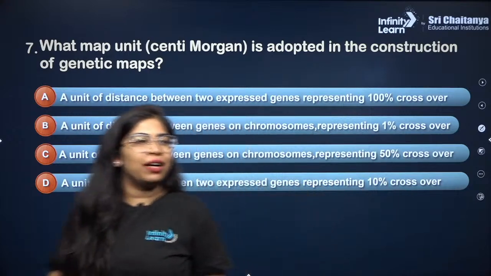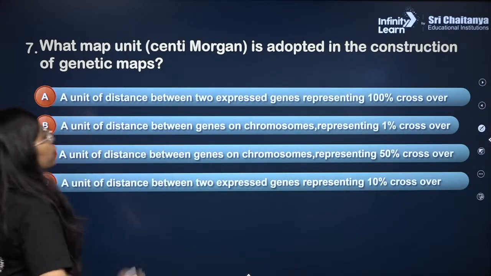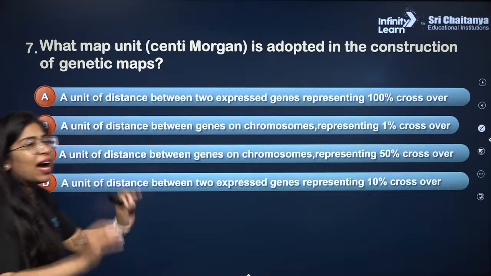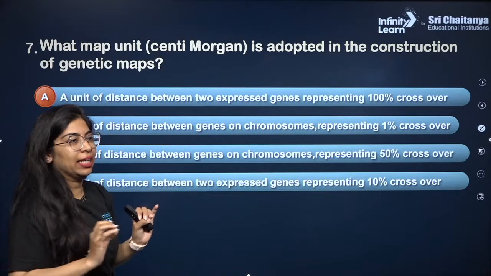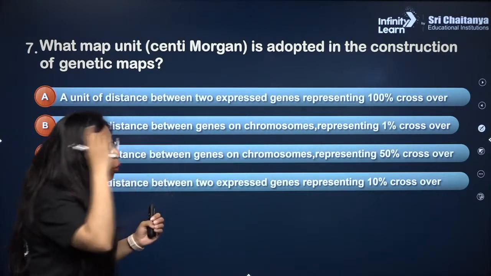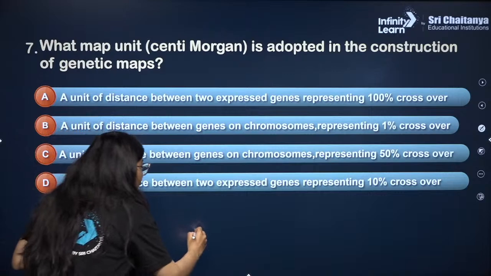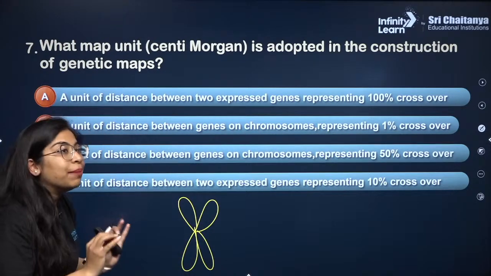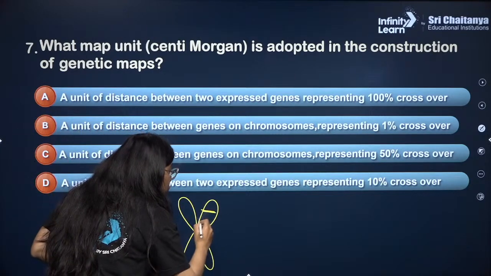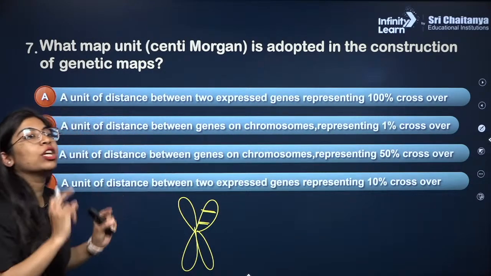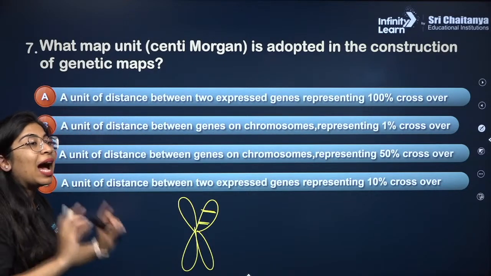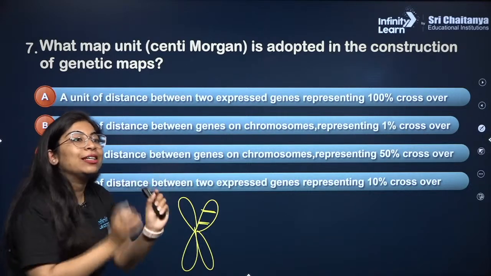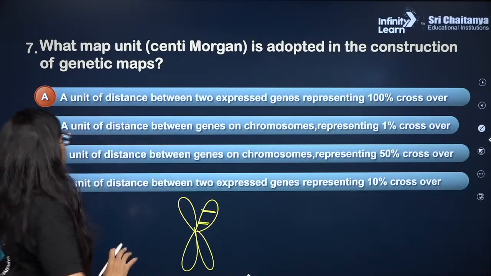Let's jump to the question, everyone. What map unit or centimorgan is adopted in the construction of genetic map? First of all, I should understand one thing. When I'm talking about the map unit, I am talking about, first of all, a chromosome, and the distance in between two genes which are present on the same chromosome.